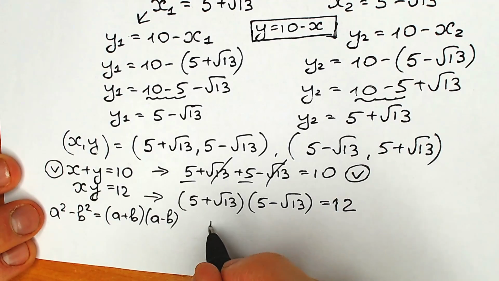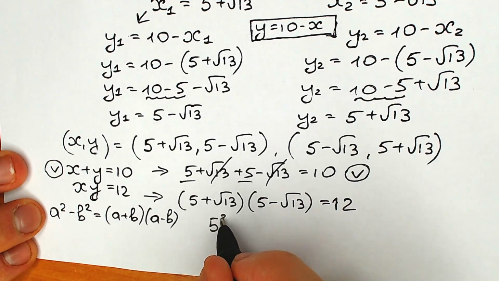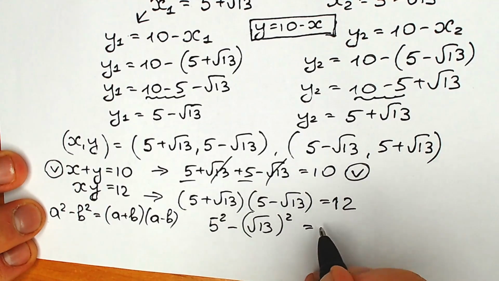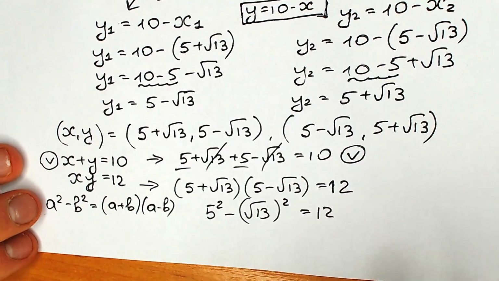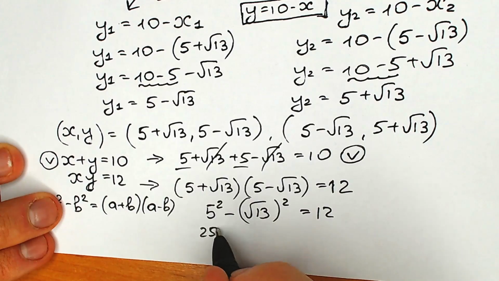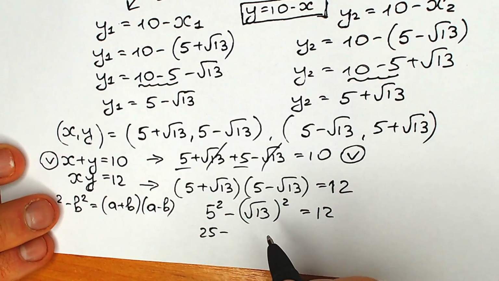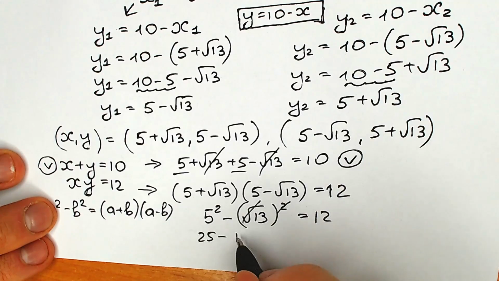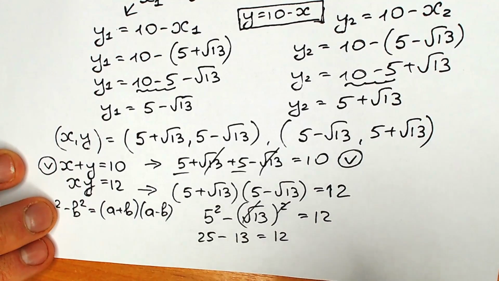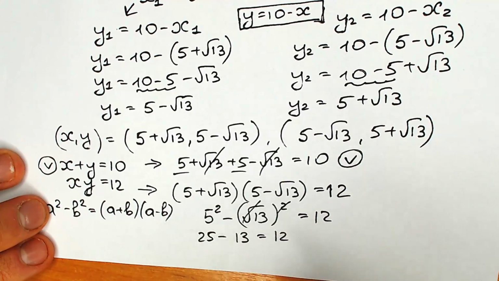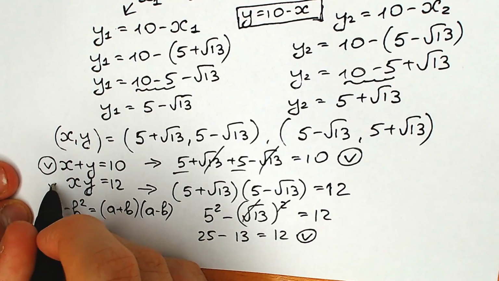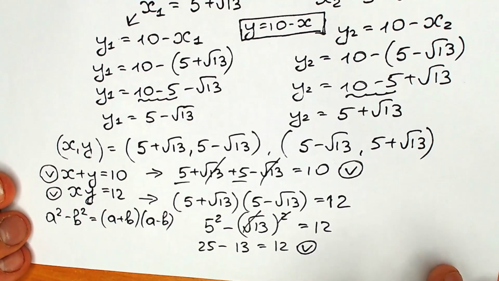So this is exactly a great case to apply this identity. As a result, we have 5 square minus square root of 13 square, which needs to be equal to 12. Let's see what will happen. As a result, we have 5 square, which is 25, minus square root of 13 to the power 2. Of course, we can easily cancel it. As a result, 25 minus 13 equal to 12. Everything is great. So our multiplication works absolutely perfectly.